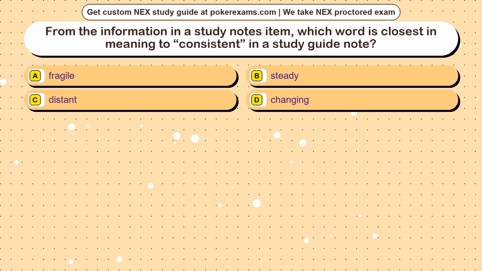Question 22. From the information in a study notes item, which word is closest in meaning to consistent in a study guide note? Option A, fragile. Option B, steady. Option C, distant. Option D, changing.